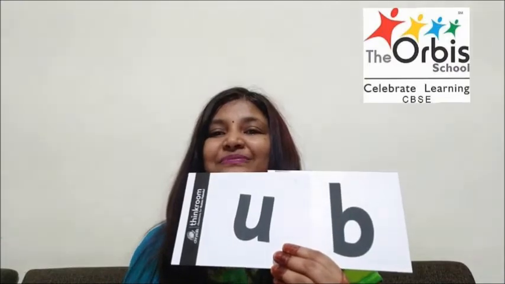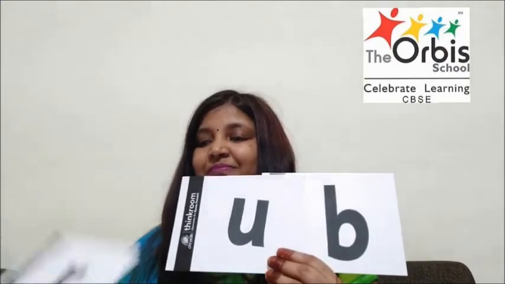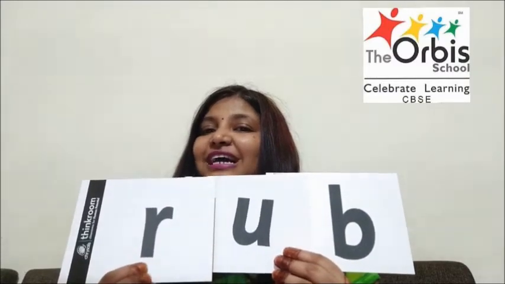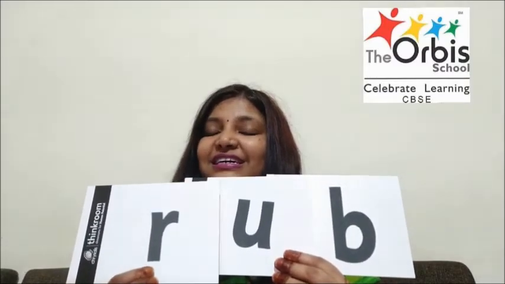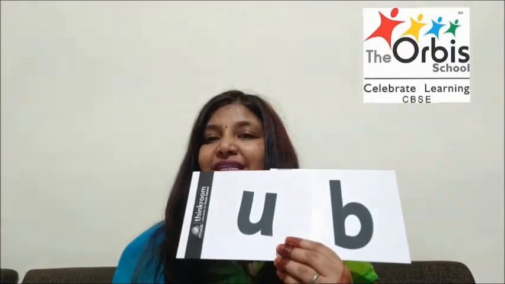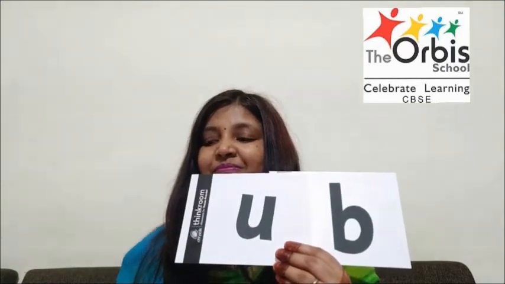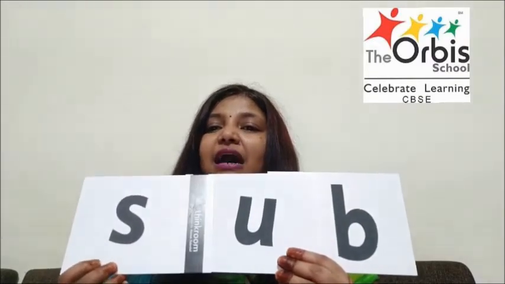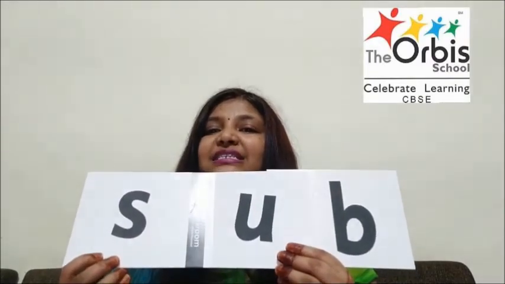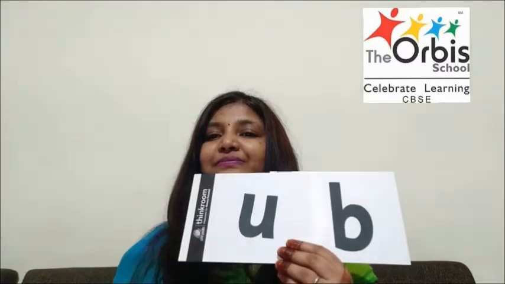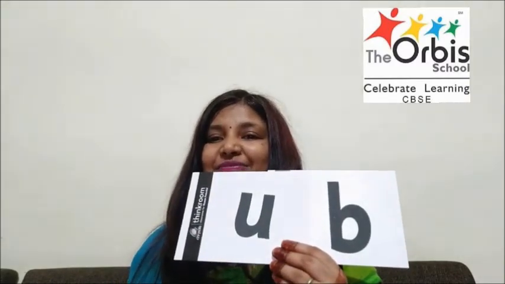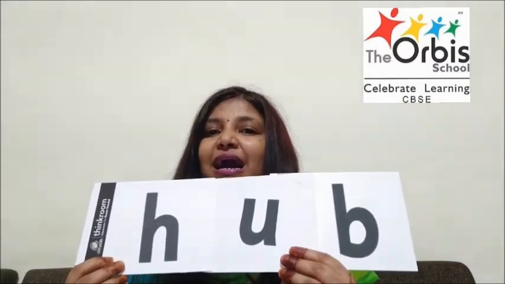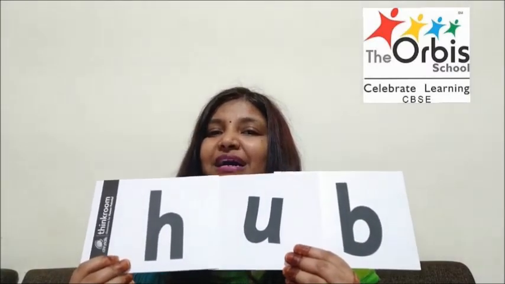The next one. R, the sound of R is R. R, ab, rub. R, ab, rub. The next one. S, the sound of S is S. S, ab, sub. S, ab, sub. The next one. H, ab, hub. H, ab, hub.